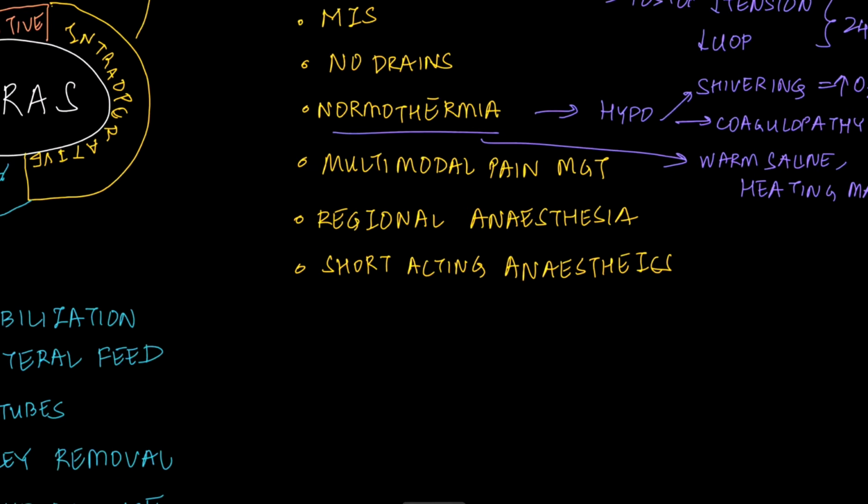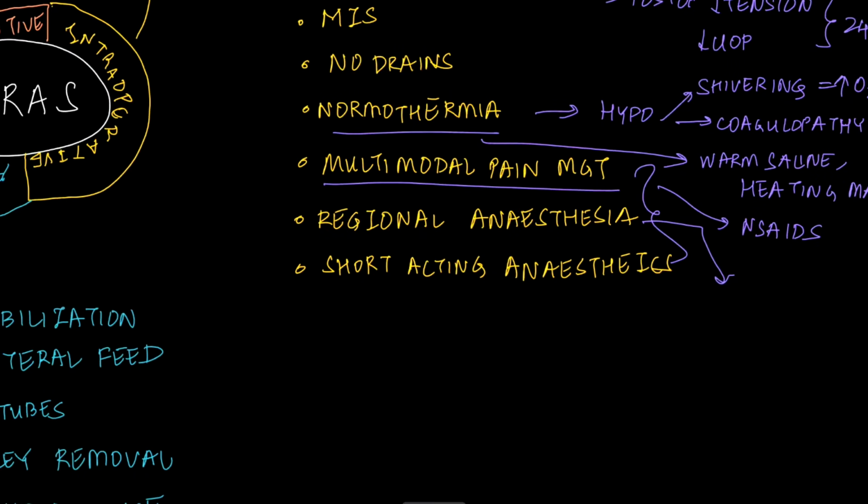Multimodal pain management. When it comes to pain management, one thing to be noted is that we need to limit the use of opioids as it prolongs the post-operative ileus and leads to delayed recovery, and hence use non-steroidal anti-inflammatory drugs. And the WHO pain ladder should be followed. Also, regional anesthesia, as we have discussed in the previous lecture, prevents the excitation of the nociceptive neurons and thereby can prevent the neuroendocrine response which occurs to the noxious or painful stimulus.